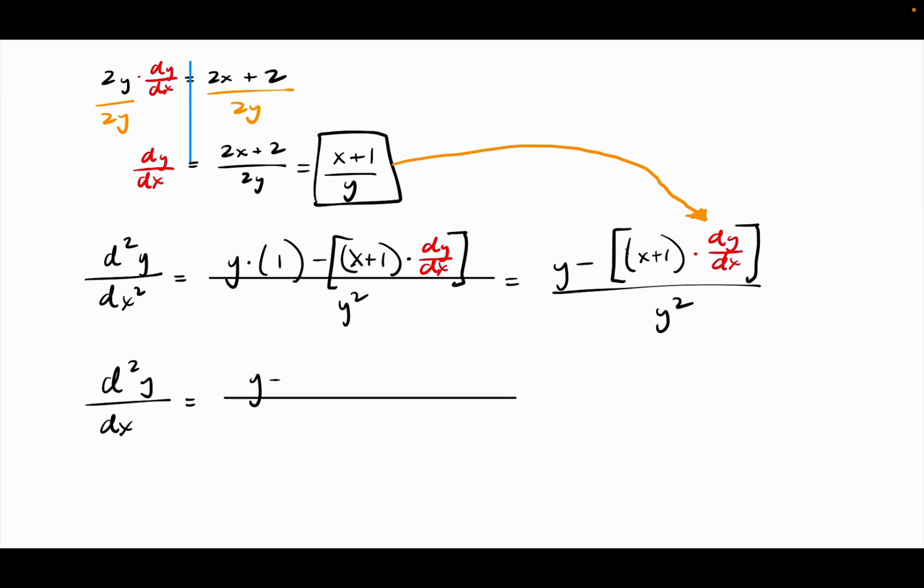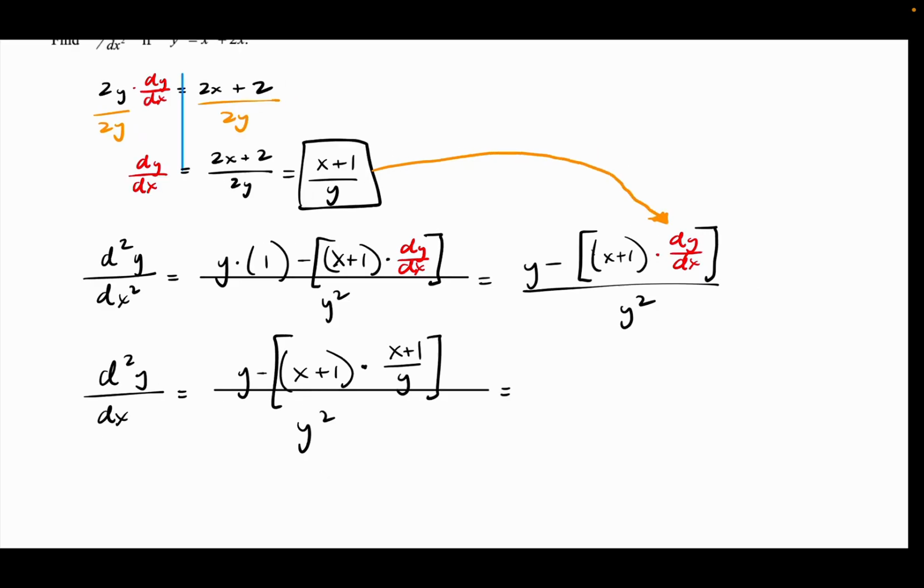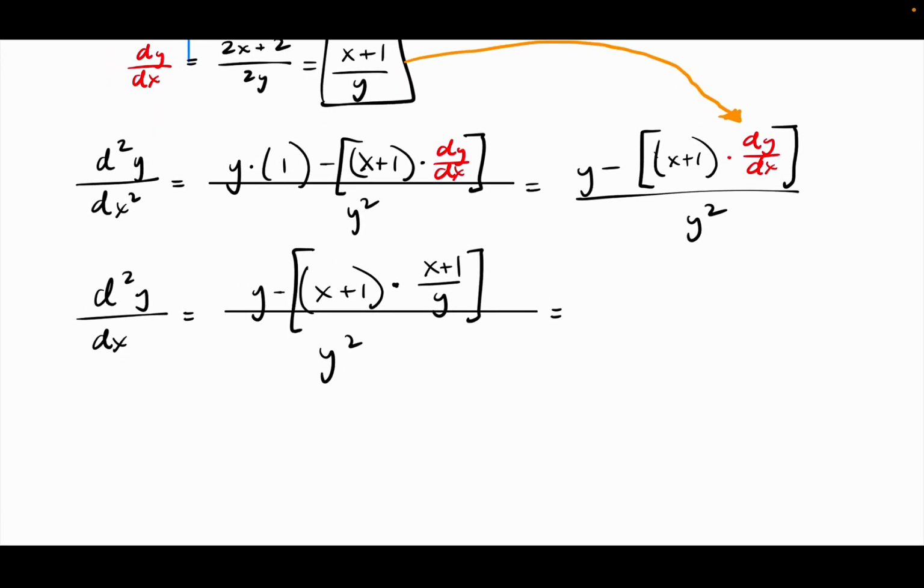So you've got y minus, and then you've got (x plus 1), in brackets, times. Now instead of dy dx, you're going to plug in what the derivative actually is: (x plus 1) over y. Simplify. Simplify as far as you can. So that guy I'm going to put over 1. It's going to be y minus (x plus 1) squared over y.